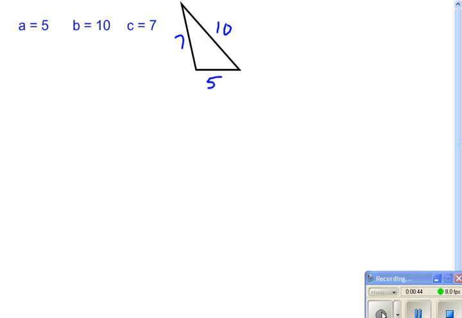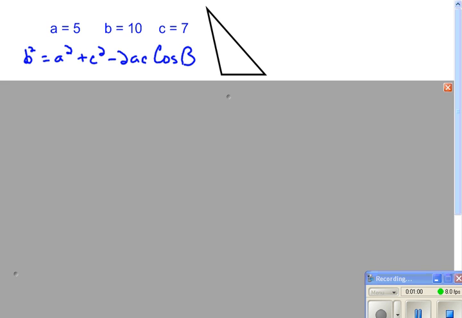Well, in order to do so, we would use the law of cosines. And you could find any angle you want first, but I'm going to show you why it would be smart to always start with the longest side. So here we go again. This is our 5, this is our 7, here's our 10.